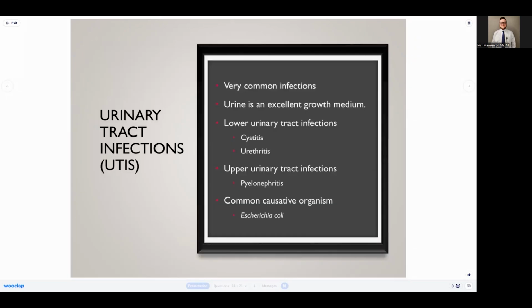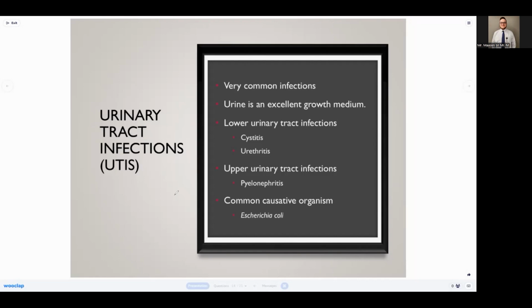UTI is one of the most common things, probably the most common infection you're going to see. Urine is pretty acidic and has a lot of waste products that bacteria like to use as their food and energy resources. So it's very common that urine is a great home for growing bacteria. Lower urinary tract infection is cystitis. Upper would be a kidney infection, pyelonephritis.